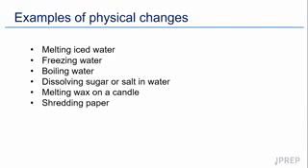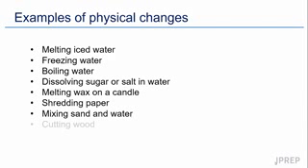When we shred paper into pieces, the paper only loses its original shape and becomes smaller bits. However, it is still paper. When you mix sand and water, it is still possible to obtain the sand back from the mixture, so we regard this as a physical change. When you split wood into several pieces, it is still wood even though it has changed form.